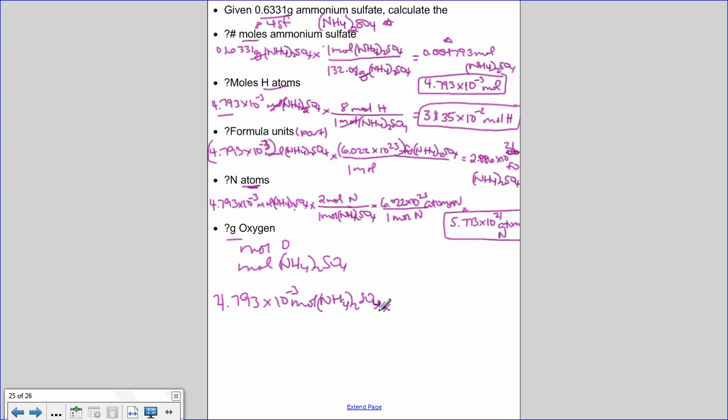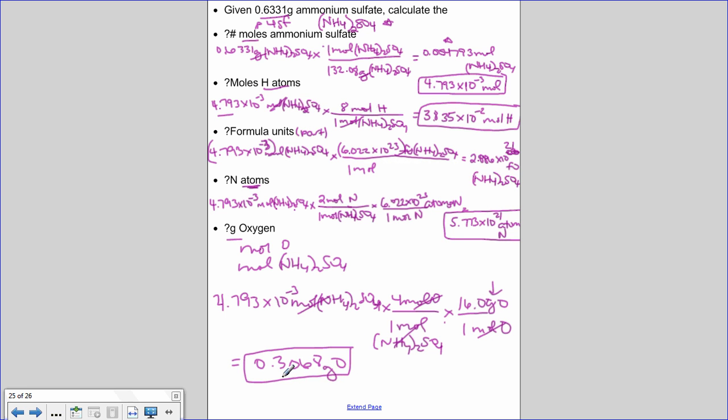So I see 4 moles of oxygen. So I have 4 moles of oxygen and 1 mole of ammonium sulfate. Okay? And then I know from the periodic table that oxygen weighs 16.0 grams in 1 mole of oxygen. And you'll see that this is just a single oxygen. It's not diatomic. When we're talking diatomic oxygen, that's oxygen all by its lonesome. Okay, that's not in a compound such as ammonium sulfate. All right, here we have moles of ammonium sulfate gone, moles of oxygen gone, leaving me only with grams of oxygen, which was my desired unit. That final answer is 0.3068 grams of oxygen. Final answer. 4 sig figs here, 4 sig figs here, and all the way up we have 4 sig figs.